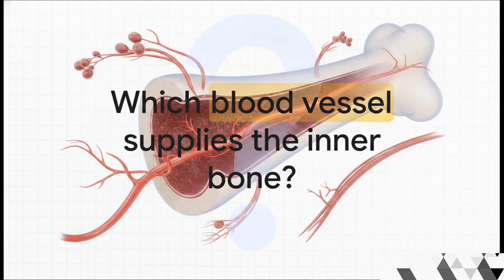And our final question, number 5. The primary blood vessel that enters the diaphysis to supply the inner bone is what? A, epiphyseal artery, B, metaphyseal artery, C, nutrient artery, or D, periosteal artery. Remember that gateway we talked about in the center of the shaft? The answer is C, the nutrient artery. Great job if you got all of those right.